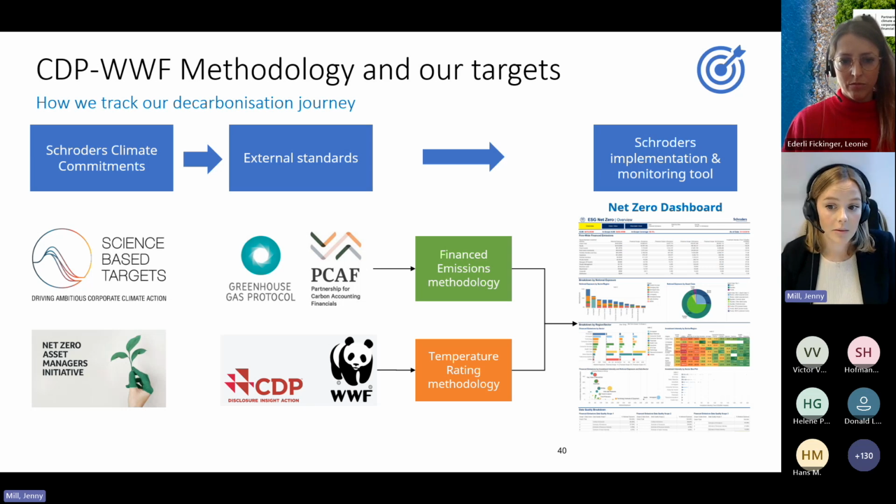So our investors are able to see our temperature alignment and financed emissions for all the companies that we cover, including the portfolio alignment scores for their own funds and mandates and for Schroders Group. This is a really useful internal mechanism for us to understand how things are progressing over time.